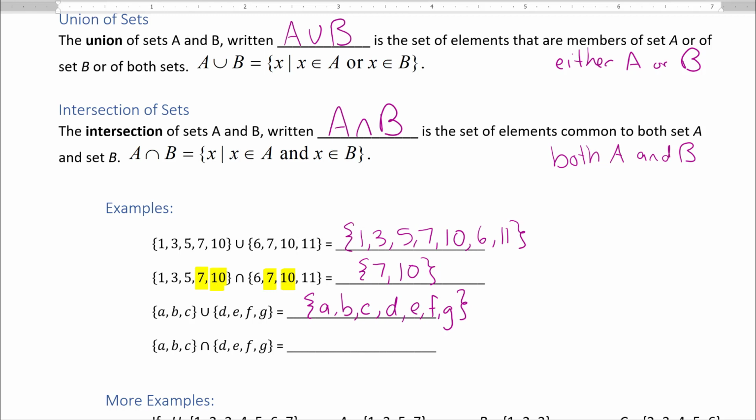The next one, what is the intersection of the set of A, B, C intersect with the set of D, E, F, G? What do you see that's common in both? Well, there's nothing. So you would just write the empty set. There's nothing that would belong in there. Another way of writing the empty set is a circle with a slash through it. I kind of like the empty set better because I can totally see that, hello, there's a set there, but there's nothing in it.